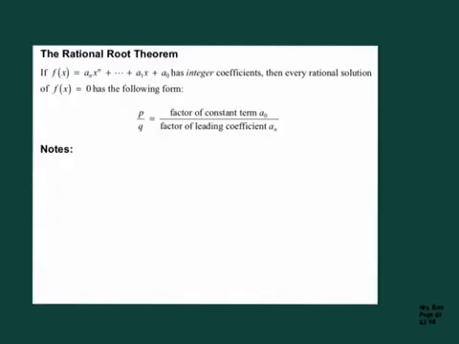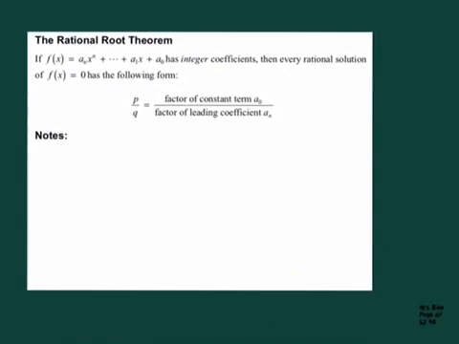The rational root theorem. A lot of students do not understand this, but there used to be a saying, mind your P's and Q's. That's how I remember the rational root theorem, is P divided by Q. Now where do you get your P and your Q from? Your P comes from factors of the constant term.